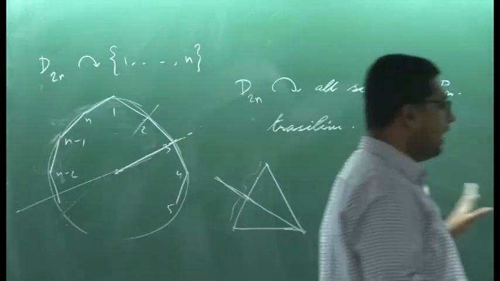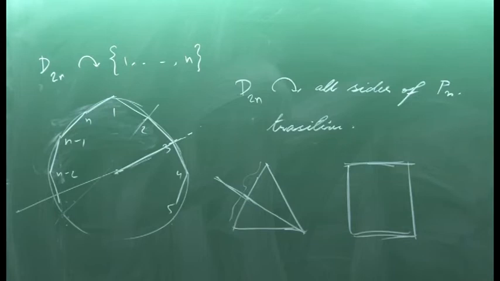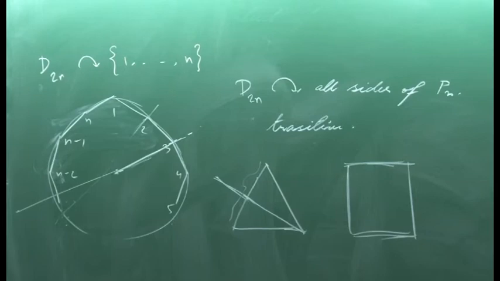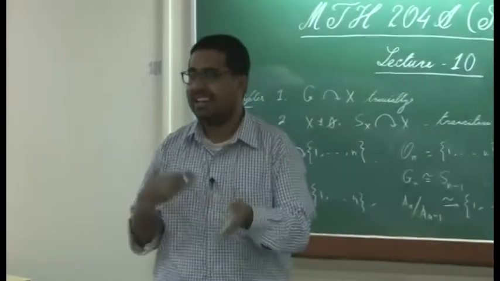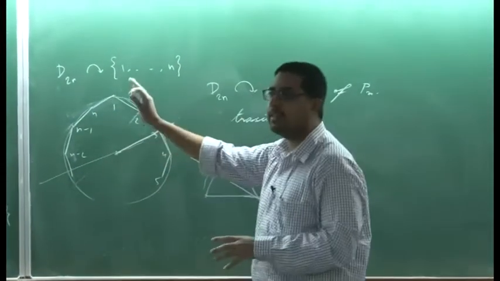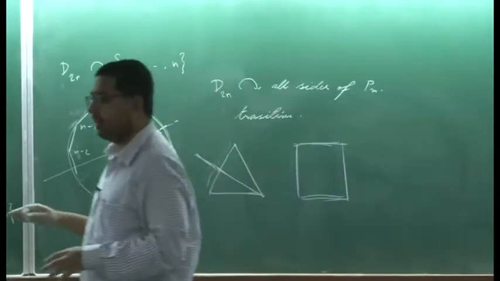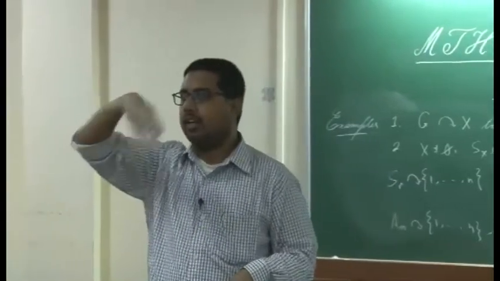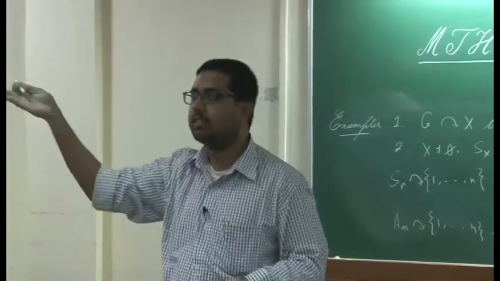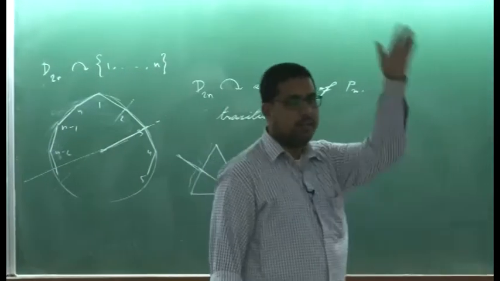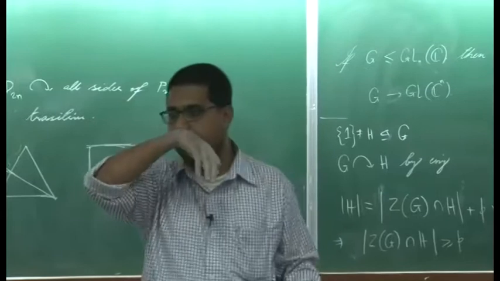Therefore, when n is even, in D 2n we have, apart from the rotations, all the angle bisectors and the side bisectors as well. Try to understand geometrically what the elements in D 2n are. So we have rotations, then when n is odd, considering all the angle bisectors will be enough. But when n is even, that is not enough, we need to consider the side bisectors as well.